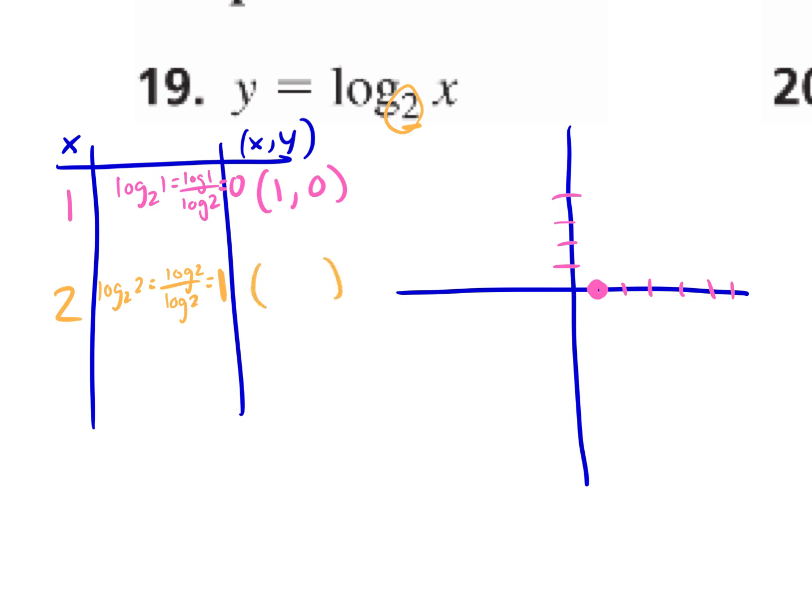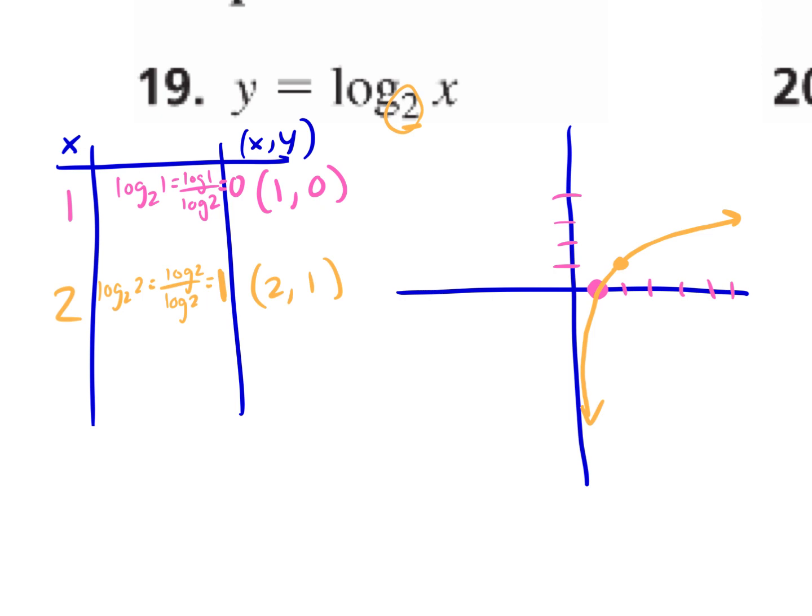So what's my next point? 2, 1. So I go to the right 2 and up 1. And then because our base is bigger than 1, we have that R-shaped graph again. It looks like this. And that's it.